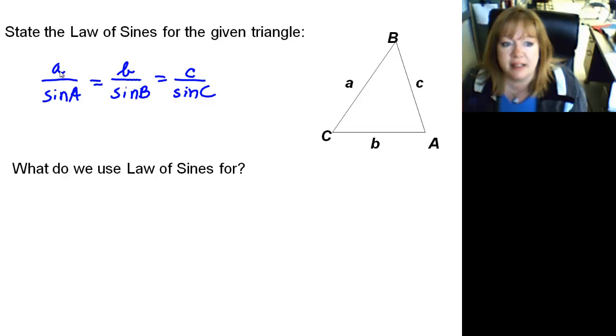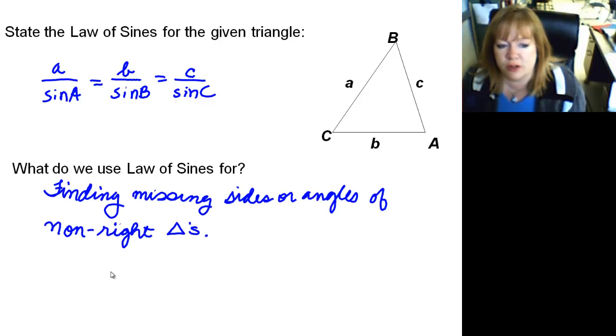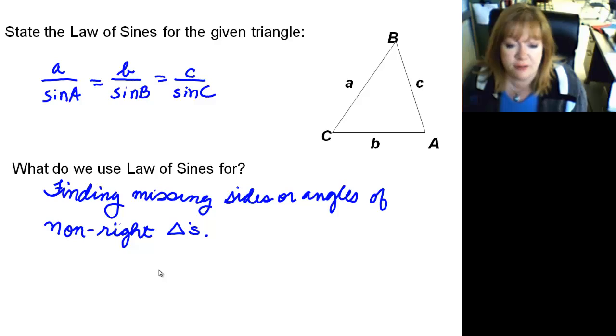Notice that little a is opposite the angle A. Capital letters are angles, little lowercase letters are lengths of sides. Little a and angle A are opposite of each other. This angle is opposite this side. So you can set up your relationship that way, and you're going to take the law of sines two fractions at a time to form a proportion. This is used for finding missing sides or angles of non-right triangles, or oblique triangles, if you will.